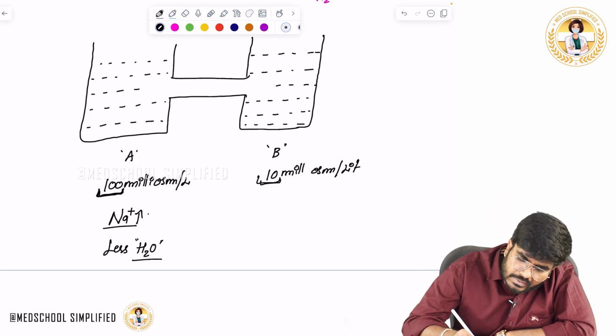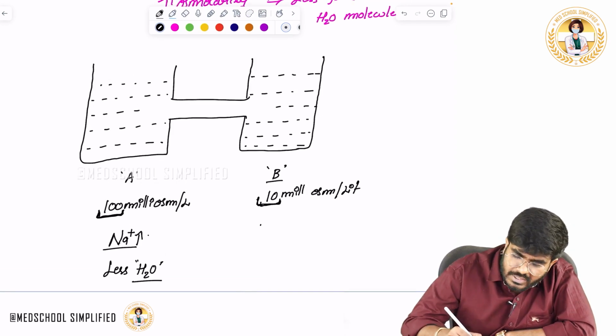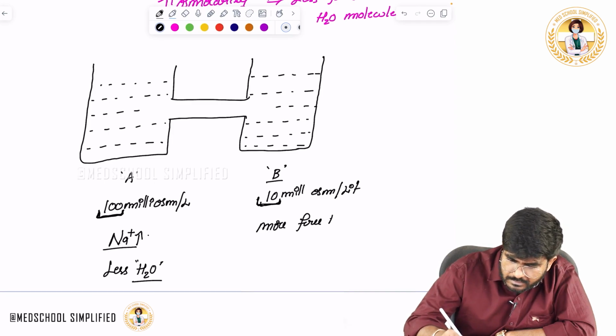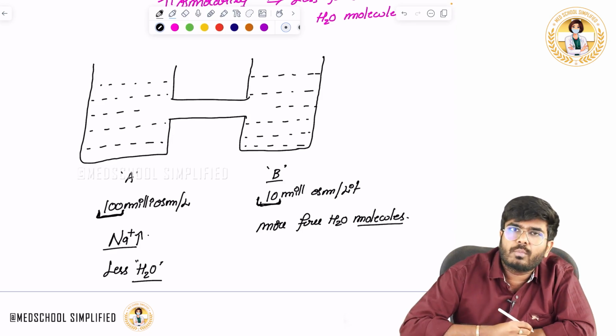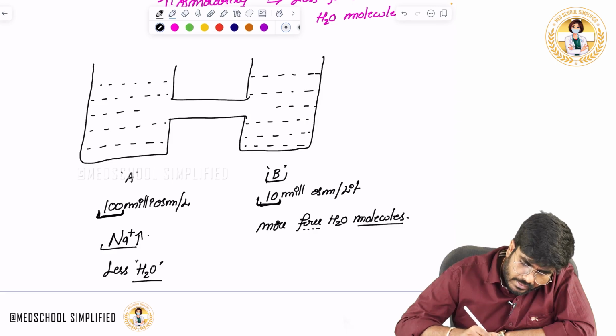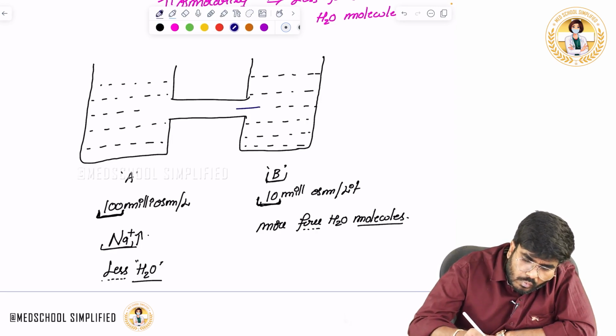Here 10 milliosmoles means this is less concentrated. Beaker number B is less concentrated, which means more free water molecules. So in beaker number B, there are more free water molecules available. In beaker number A, because of the more osmolarity, there are less number of free water molecules available. So that's why the water will move from B to A.